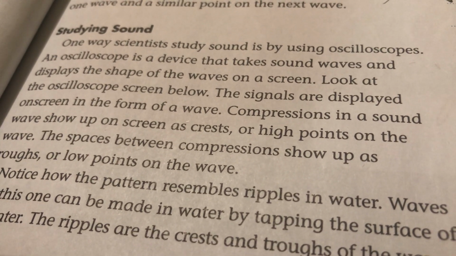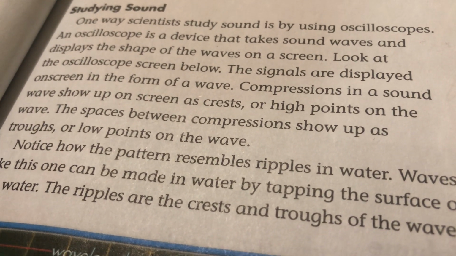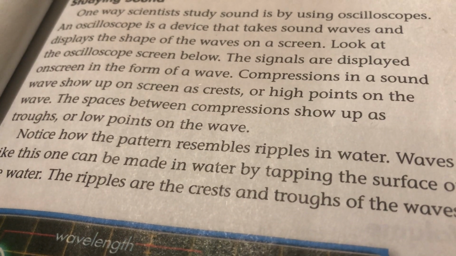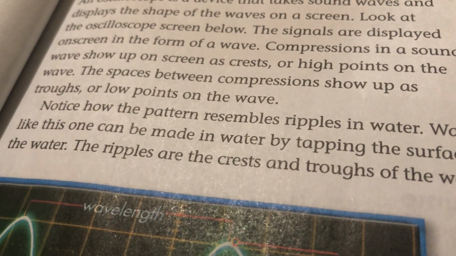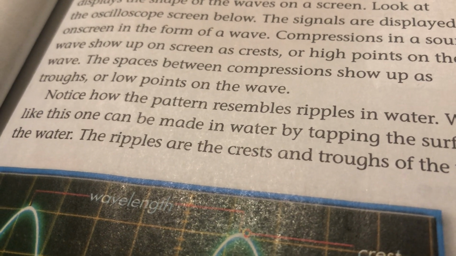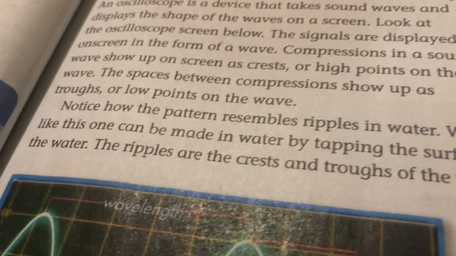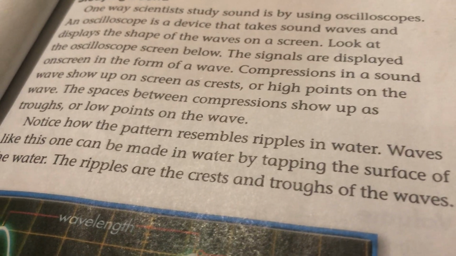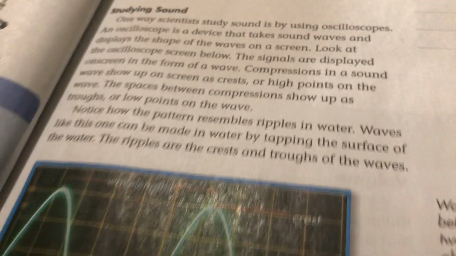The signals are displayed on screen in the form of a wave. Compressions in a sound wave show up on screen as a crest or high point on the wave. The space between compressions shows up as troughs or low points on the wave. Notice how the pattern resembles ripples in water. Waves like this one can be made in water by tapping the surface of the water. The ripples are the crests and troughs of the waves.